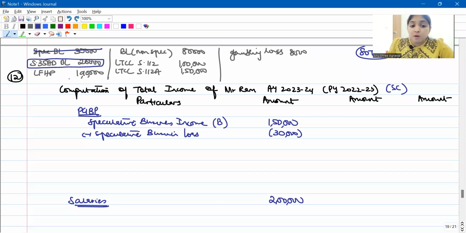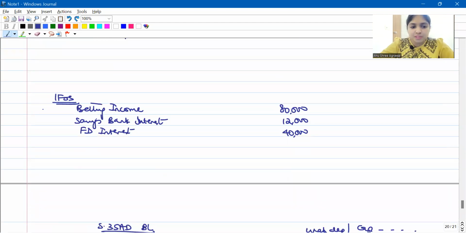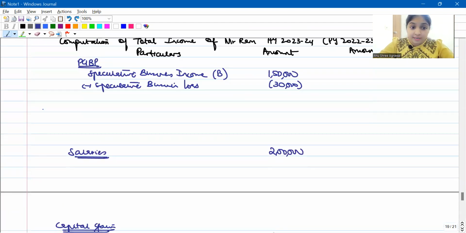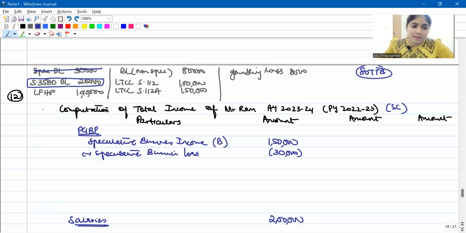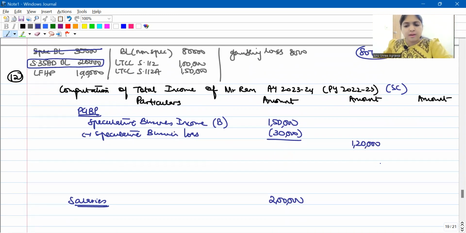Now, what about loss from house property? What are the things I can adjust this against? First of all, I will try intra-head. Is intra-head possible? We're doing only intra-head right now. Intra-head is not possible. I don't have any income from house property. Then I have business loss non-speculative. Is intra-head possible? Yes, I still have income left over here. I still have 1,20,000 left over here. Against this 1,20,000, I can adjust non-speculative business loss.